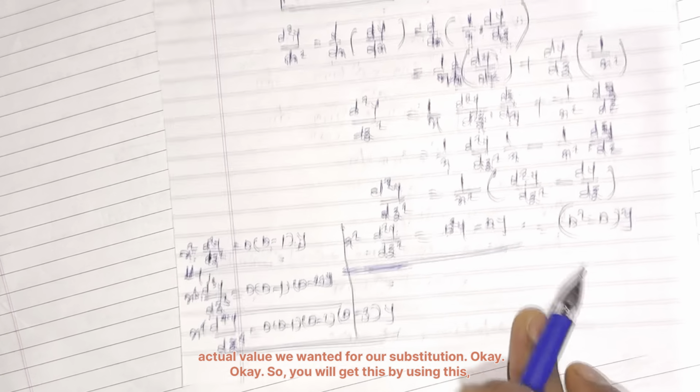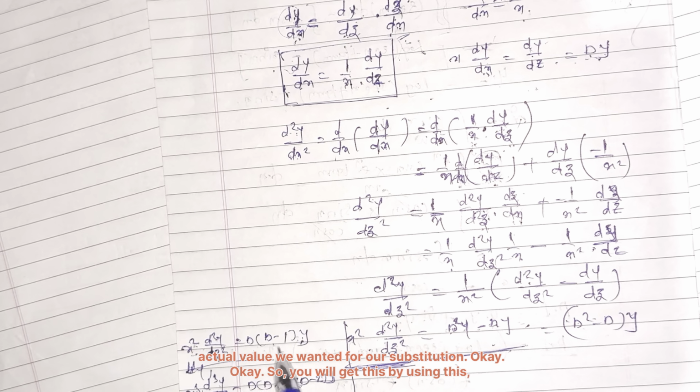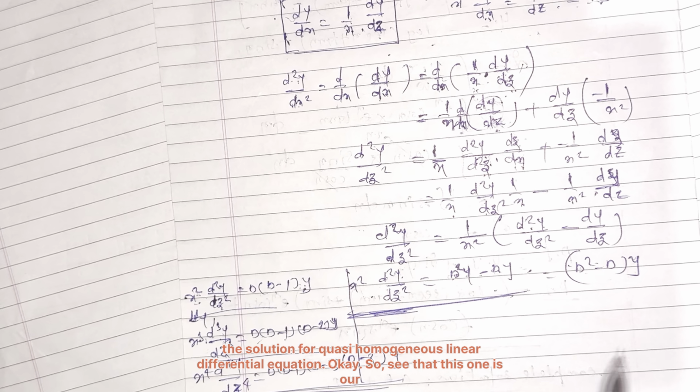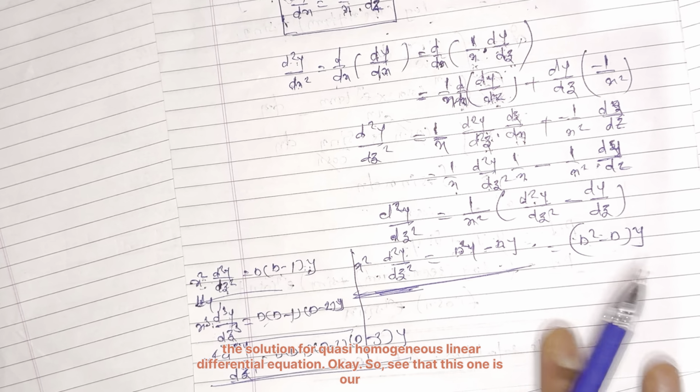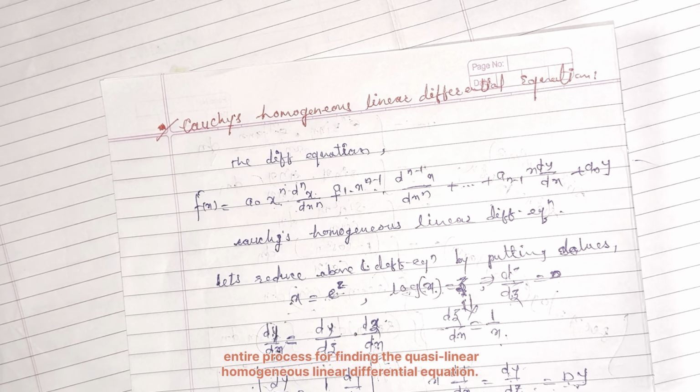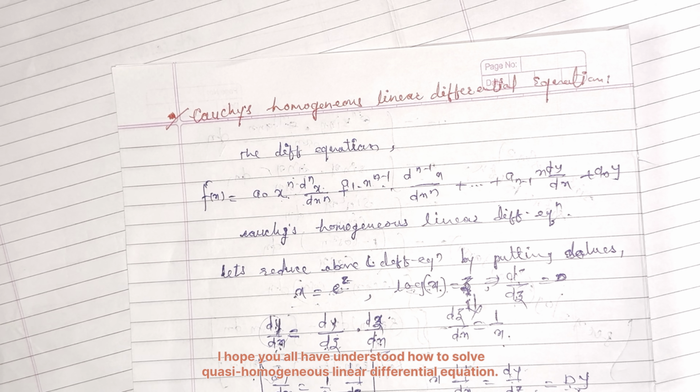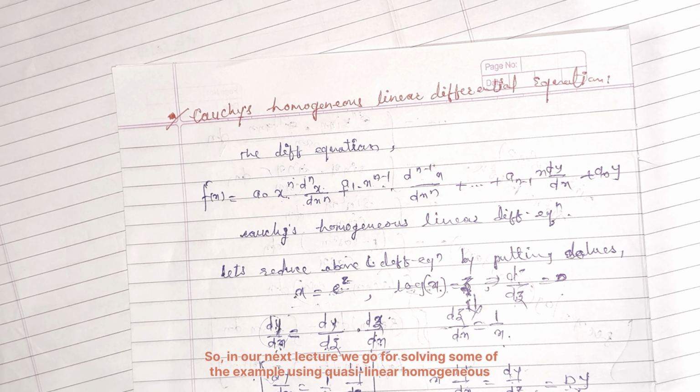So you will get the solution for Cauchy homogeneous linear differential equation by using this. This one is our entire process for solving the Cauchy homogeneous linear differential equation. I hope you all have understood how to solve Cauchy's homogeneous linear differential equation. In our next lecture we will solve some examples using it, then the concept will be very clear for you all.